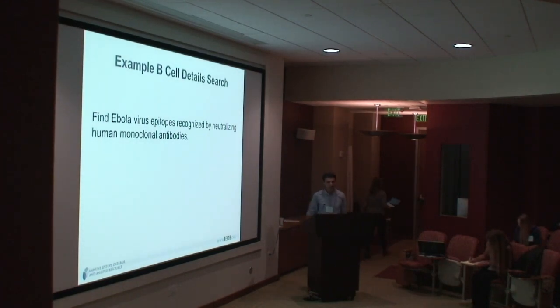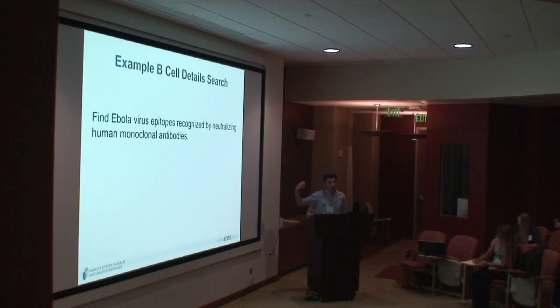Okay, so I'd like to walk you through an example of a B-cell detail search, since earlier the overview was not so specific and just more acquainting you with the fields. There were a couple of attendees who indicated interest in Ebola. One particular person indicated that they work in the field of Ebola, so I chose Ebola as an example of using the detail search. The query that I formulated here is: find Ebola virus epitopes recognized by neutralizing human monoclonal antibodies. All of the important parameters of this query are, of course, defined in the literature.